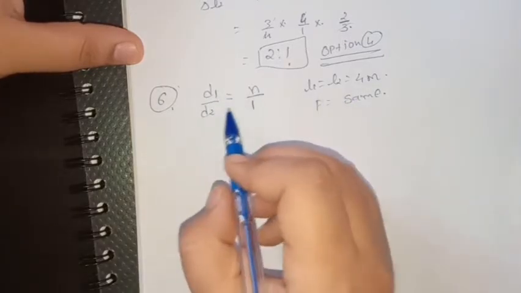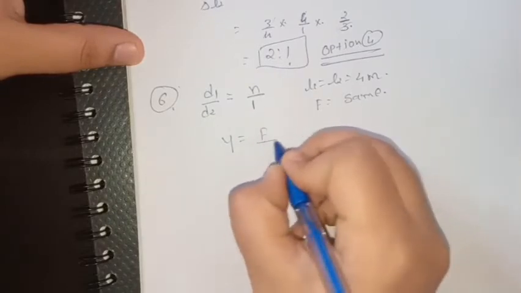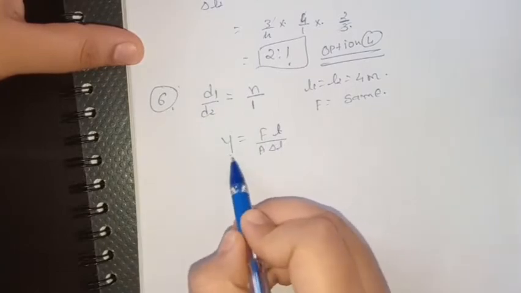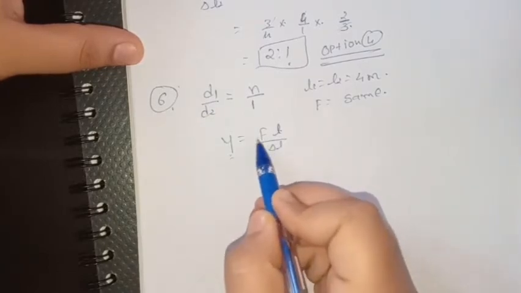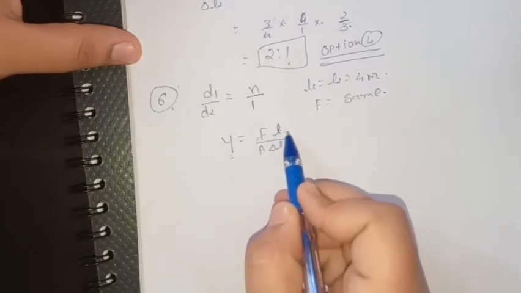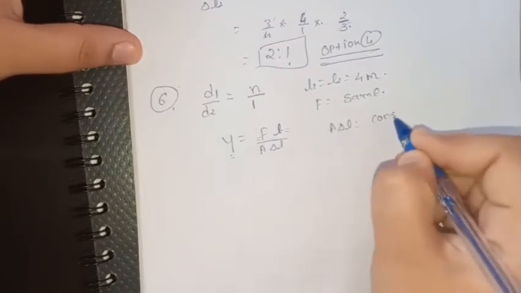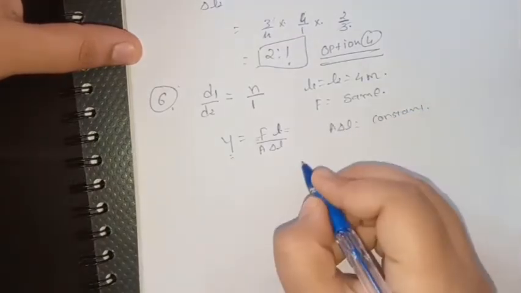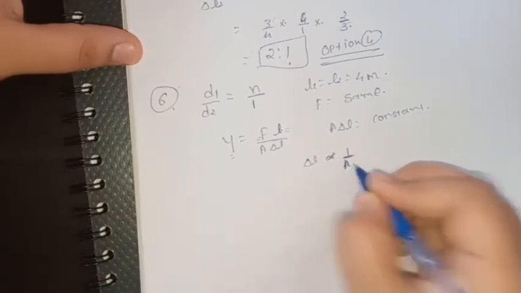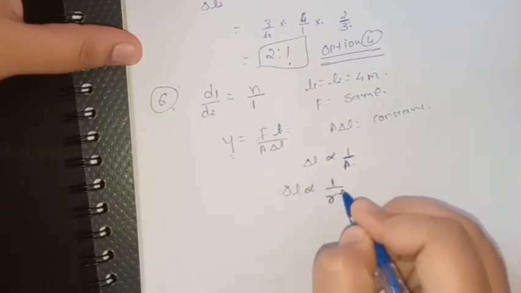here as the material of both the wires is same, we can write Y is equals to F divided by A delta L by L. Here Young's modulus will be same, force is applied same, length of both the wire is also 4 meter, so we can write A into delta L is equals to constant. So delta L is inversely proportional to A, and delta L is inversely proportional to radius square.